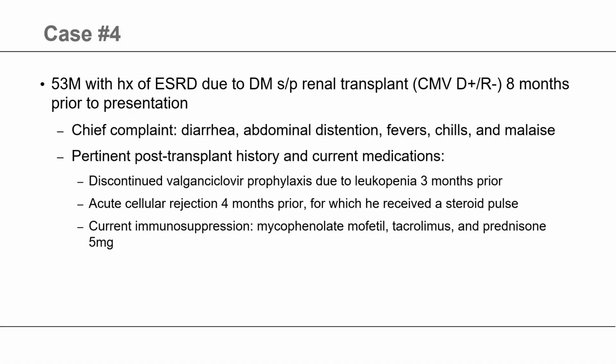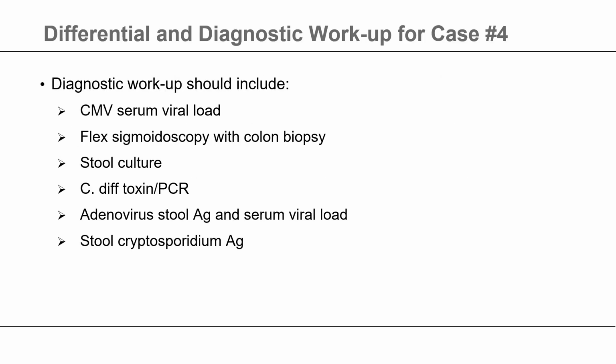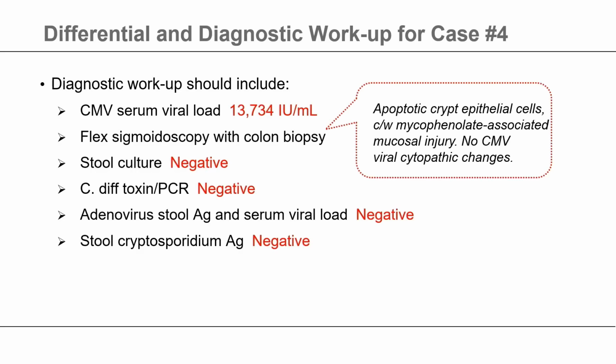Another case, a renal transplant patient from 8 months prior, came in with a very similar chief complaint, and pertinent post-transplant history, also very similar with the exception of having ACR 4 months prior, for which the patient received a steroid pulse. So the differential diagnostic workup for this patient included all of these things, and this was a patient that had both CMV with a peripheral viral load of 13,000, underwent a flex sig, sigmoid, and colon biopsy, which showed apoptotic crypt epithelial cells consistent with mycophenolate-associated mucosal injury. No CMV viral cytopathic changes were seen.